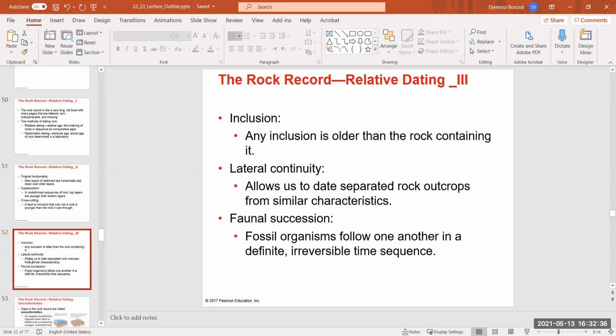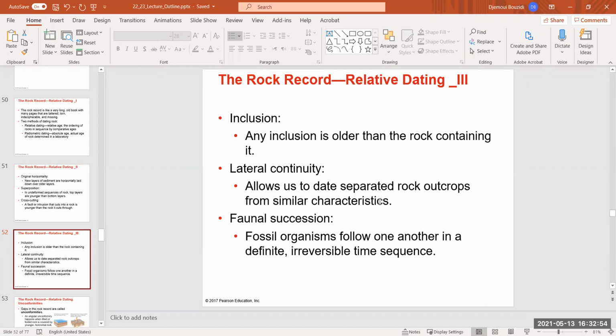Inclusion. If you look at a rock, for example, and there is a small portion of it that has a different structure, different composition, then you know that what is included in this case must be older than the outer shell. The other one must have gathered later in time.